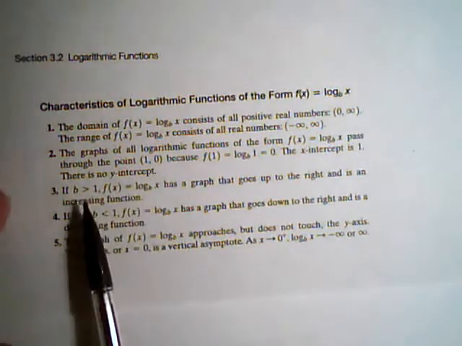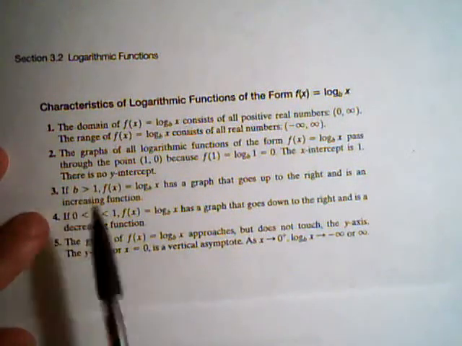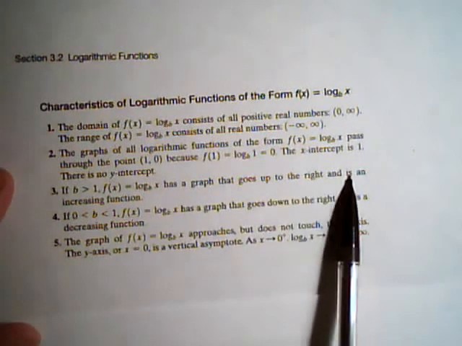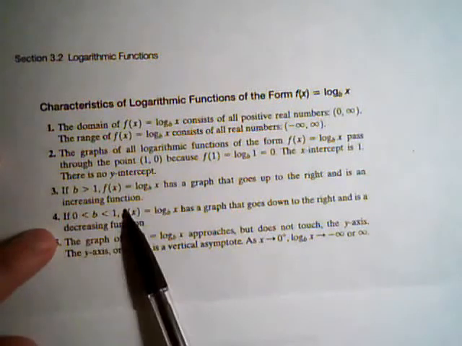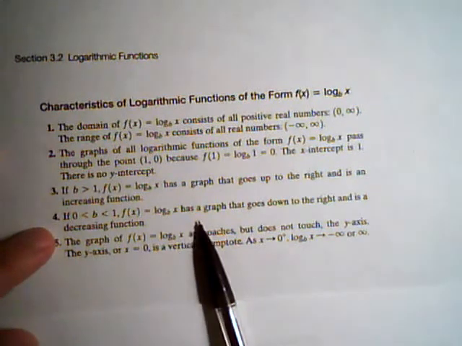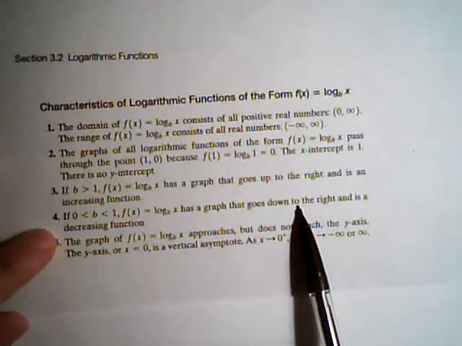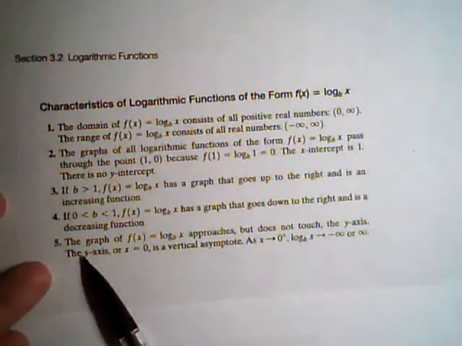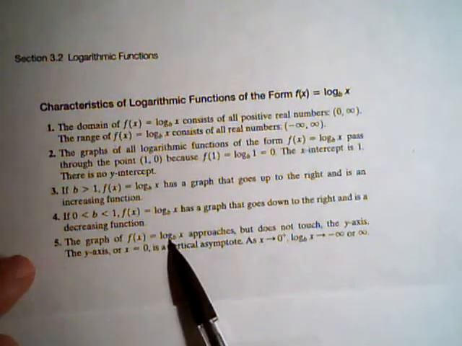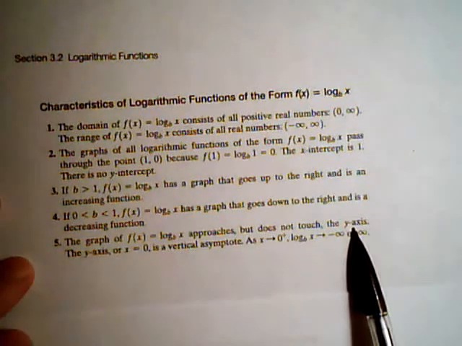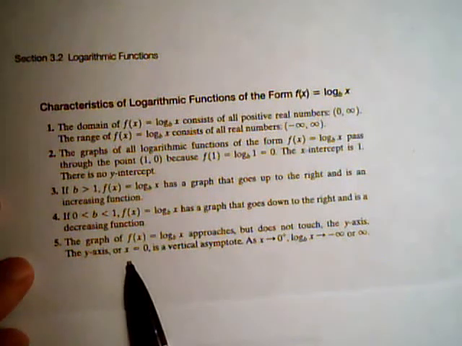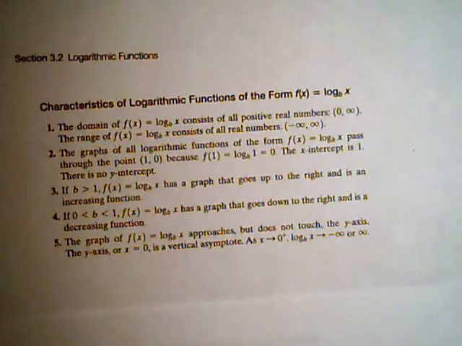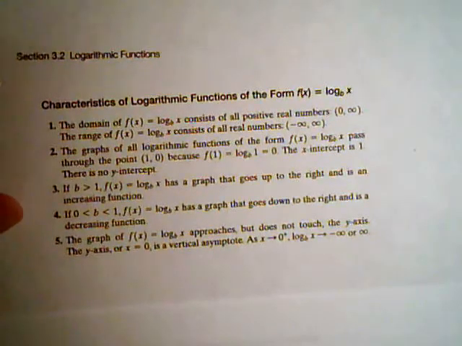There is no y-intercept. If b is greater than 1, then you will have a graph that goes up to the right and is an increasing function. If b is between 0 and 1, you'll have a graph that goes down to the right and is a decreasing function. We say that the graph of the logarithmic function approaches but does not touch the y-axis, so we have a vertical asymptote at x equals 0. So those are some properties and characteristics of the logarithmic function that you should be familiar with.